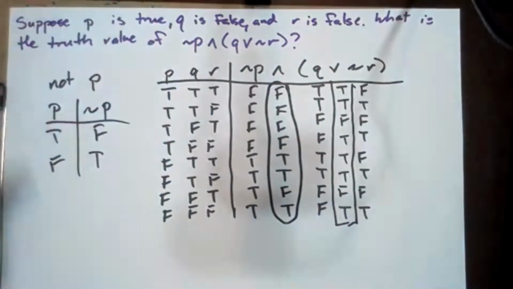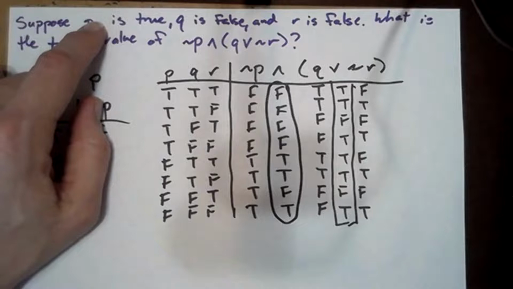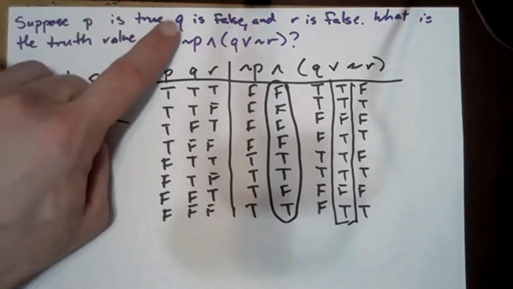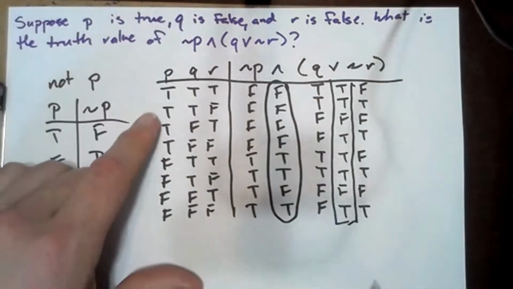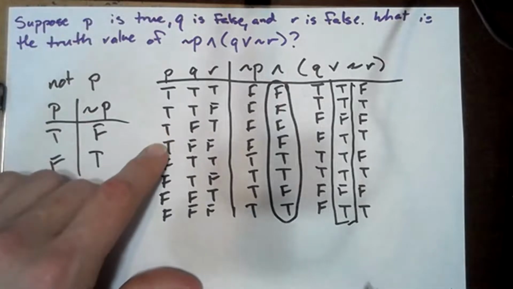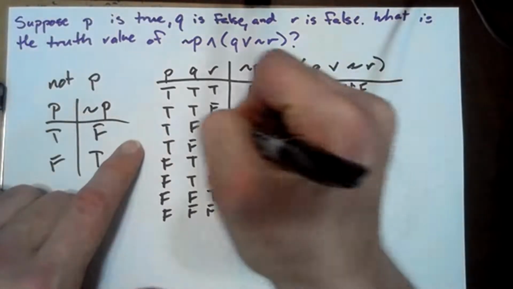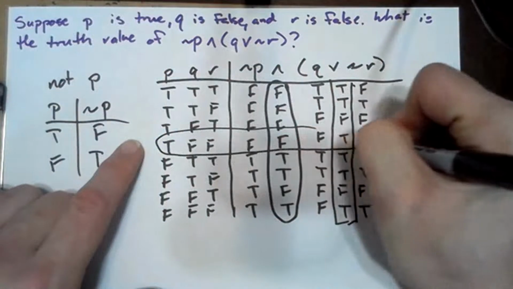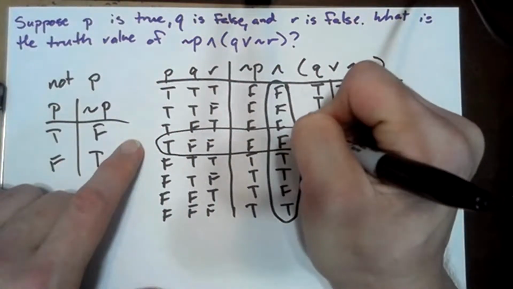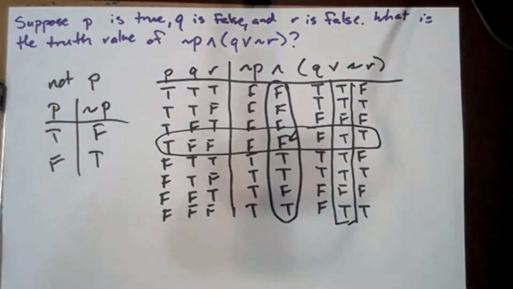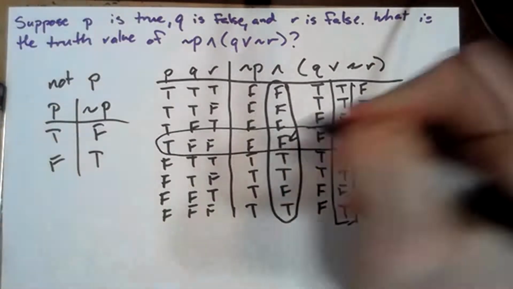I'll circle that. And now we know P is true, Q is false, and R is false. Well, if we look at that, that's in this row. You see the AND is false. So this is a false statement.